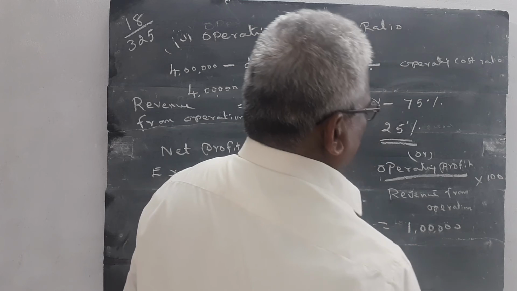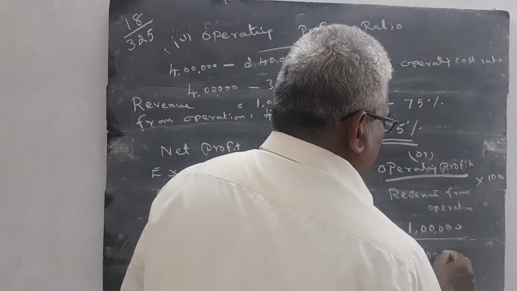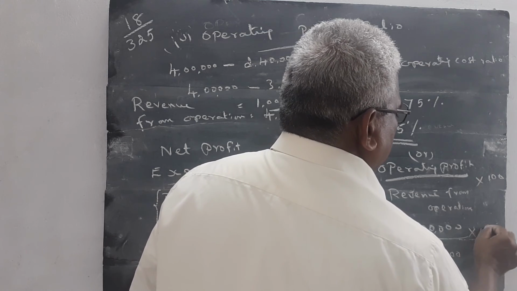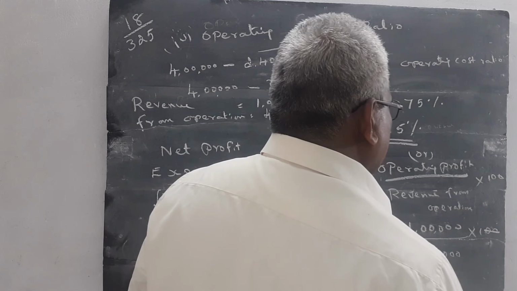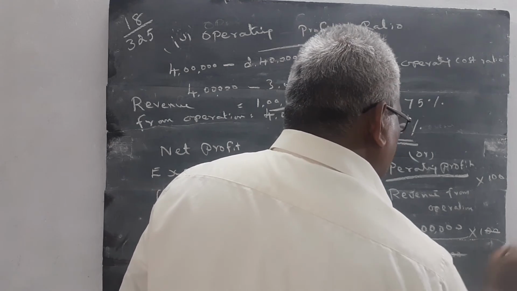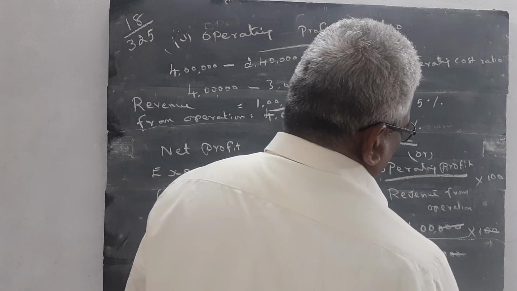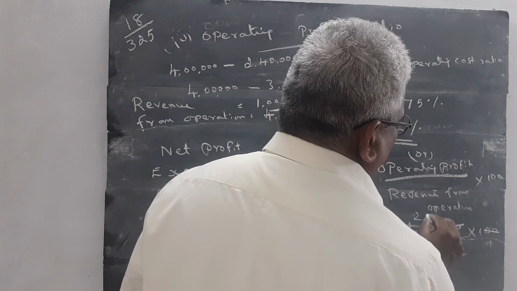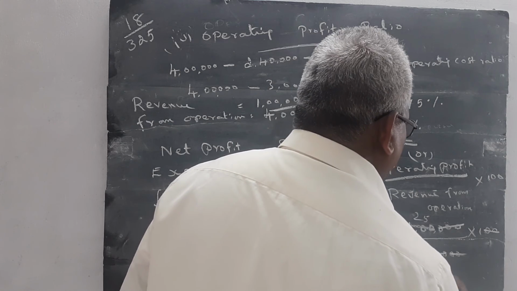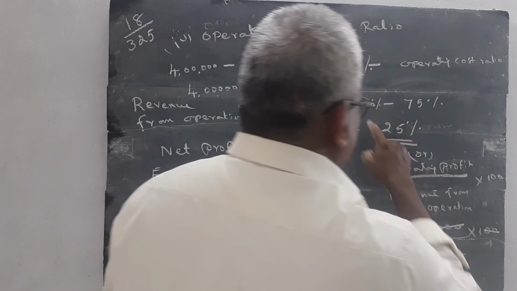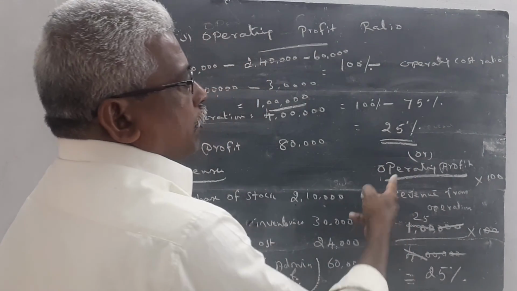Operating profit is equal to 1 lakh. Divided by revenue from operation, 4 lakh, into 100. So we can cut these 2 zeros and these 2 zeros. 2 4s are 8. 5 4s are 20. That is equal to 25%. 100 minus 75 is equal to 25, or we can do the problem in this way also.